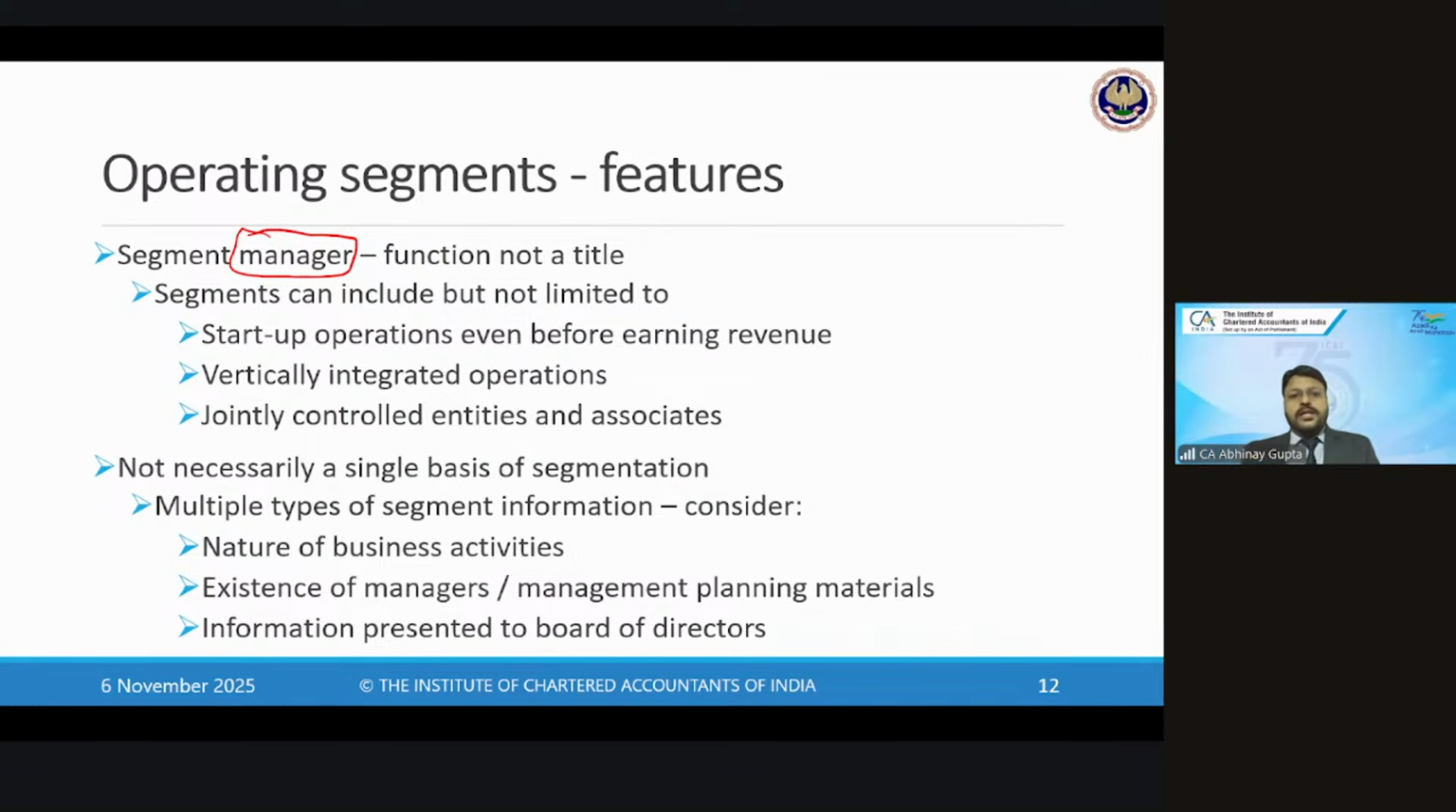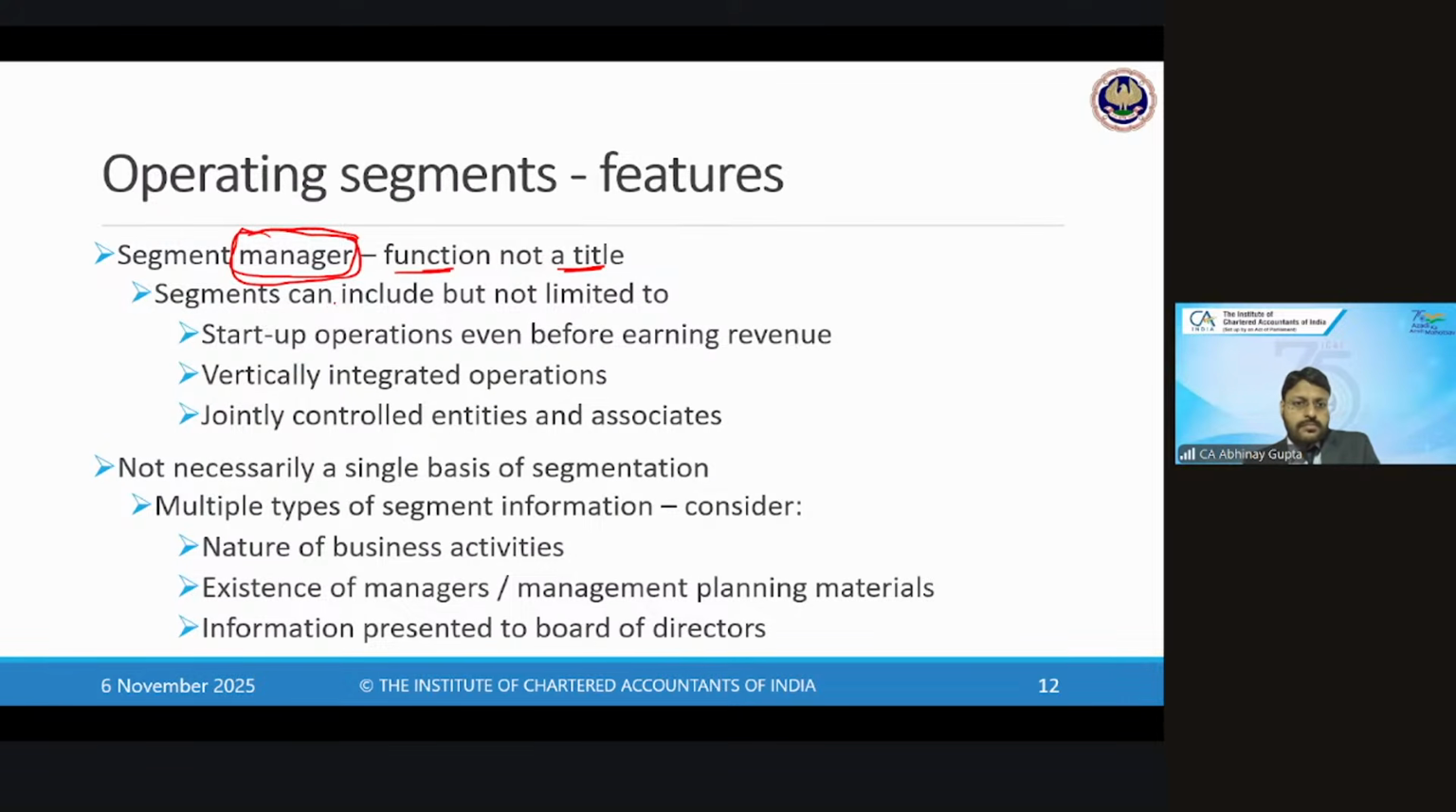If there are different operating segments, it is not possible for the CEO or CMD or the CODM to look at all the segments very frequently. So they can hire some professional managers to manage those segments. So this segment manager is a function, not a title, right? And suppose the CODM gives power to this manager to do all the performance reviews and take the decisions of resource allocation. Then this segment manager will help the CODM, right?